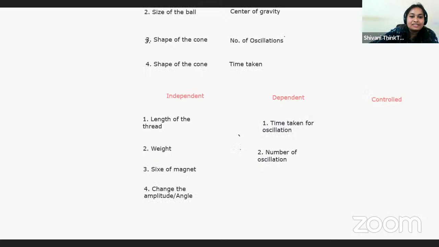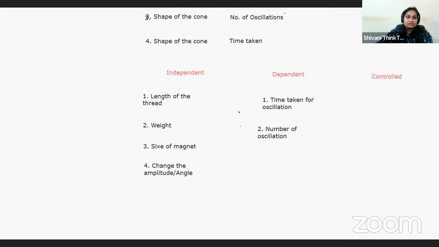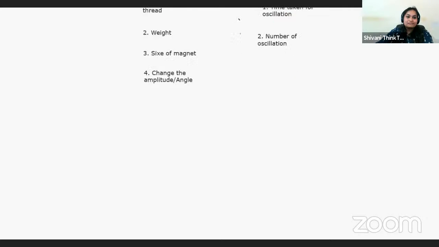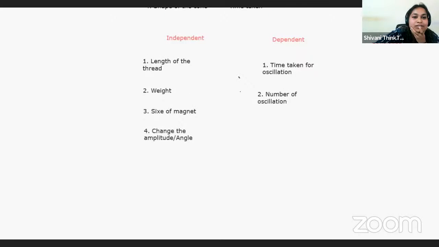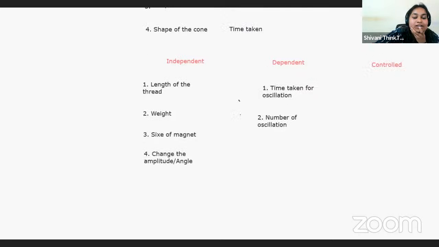Ma'am, what about speed? Is the speed controlled? Hey Krishna, speak. Ma'am, does the speed play a major role in this activity? What do you think? Ma'am, the speed is independent and the time taken depends on the speed.